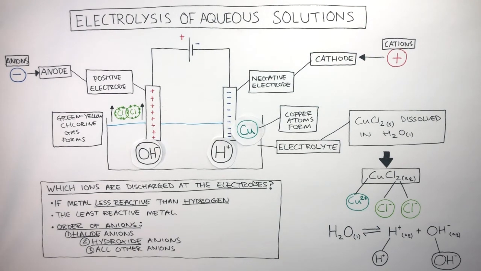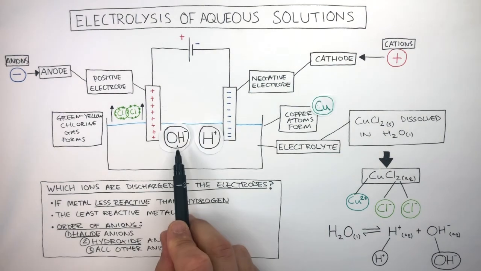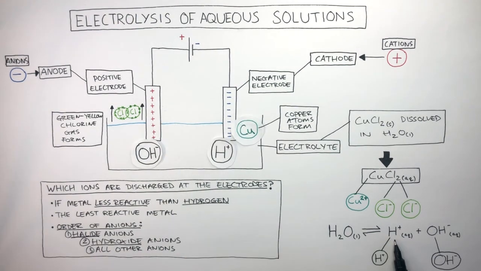So now copper has formed at the cathode and chlorine gas has formed at the anode. What's left in the solution are hydroxide and hydrogen ions. The hydrogen ion and hydroxide ion can react to form a water molecule.